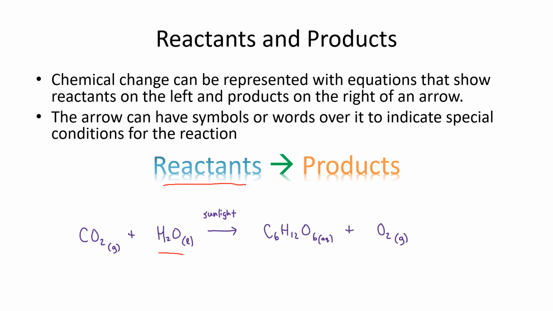So in this case, we got good old photosynthesis here. So we got carbon dioxide and water react to produce, and then we have our new substances, the glucose and the oxygen. And sometimes over top of the arrow, you'll have either symbols or words to describe special conditions or other requirements that are needed to make the reaction happen.